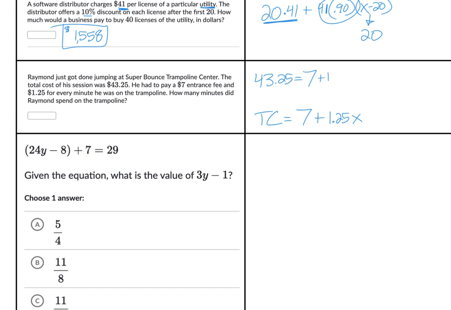So all we do is we write the equation here and solve. So 43.25, we subtract the entrance fee. That means $36.25 was from him jumping. So we divide by $1.25, and that's 29 minutes.